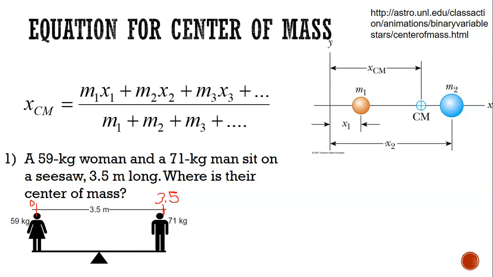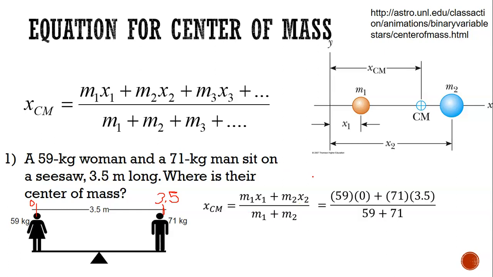So we just want to use this formula now. We only have 2 objects, so it's just going to be object 1, the woman, times her coordinate, plus the mass of the man, he's object 2, times his coordinate over the sum of their masses. So since the woman is at a position of 0, we just plug in 0 there, and the man is at a position of 3.5. So the center of mass is 1.91 meters away from the woman. So let's think about if this makes sense.